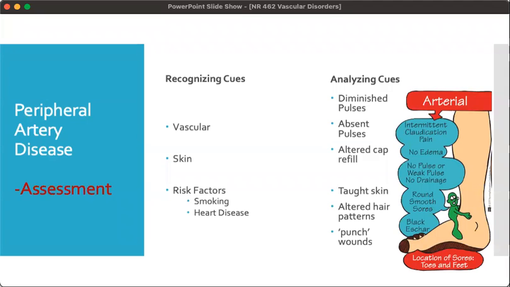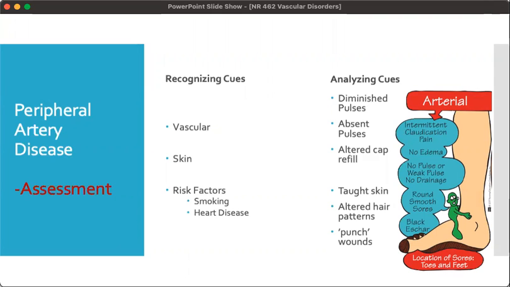So when we're doing our assessment on these patients for recognizing cues, the big body systems involved here are our vascular system, because we're not getting enough blood flow through it, and our skin. If we're not getting enough blood flow through the vessels, we're also not perfusing the skin and interstitial spaces where that obstruction is occurring. So skin is where we're going to start to see a lot of our symptoms as well.